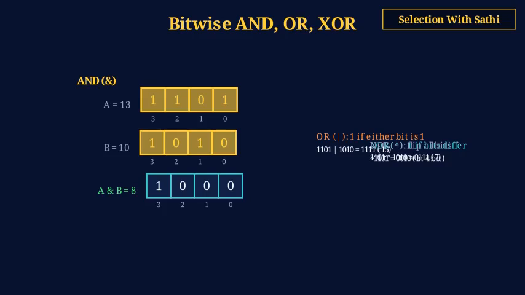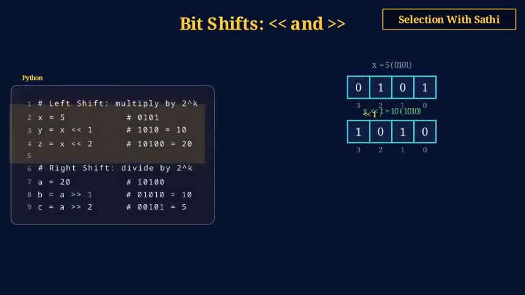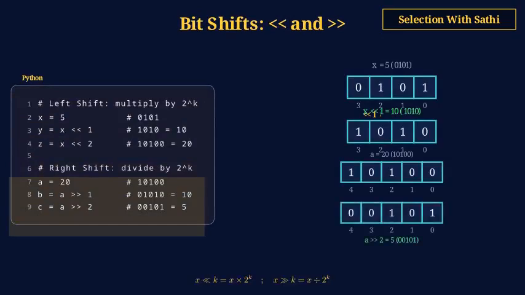XOR has 3 key properties: A XOR A equals 0, A XOR 0 equals A, and it is both commutative and associative. Bit shifts are incredibly powerful. Look at line 3, x equals 5, binary 101. Left shift by 1: 101 becomes 1010, which is 10. That is 5 times 2. Left shift by 3: 101 becomes 101000, which is 40. That is 5 times 8.